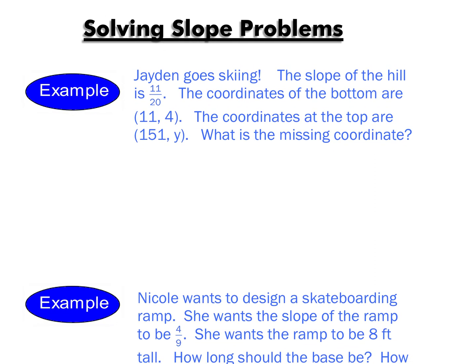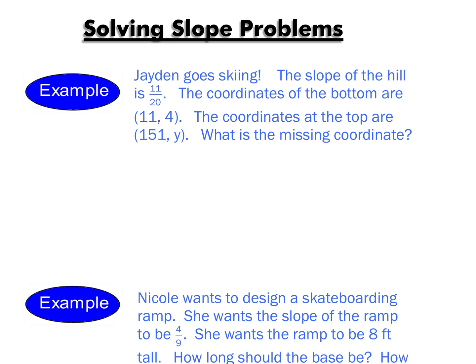Jaden goes skiing. The slope of the hill is 11/20. The coordinates of the bottom are 11 and 4. The coordinates at the top are 151 and y. Y is an unknown value. What is the missing coordinate?